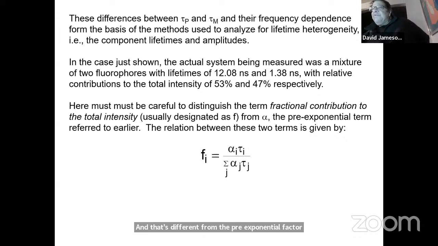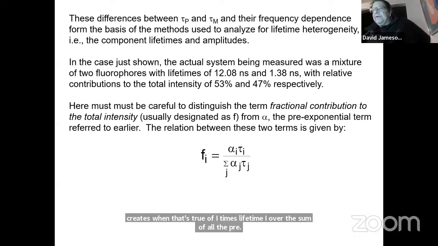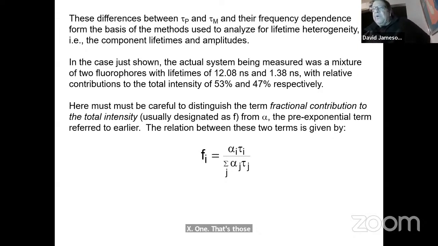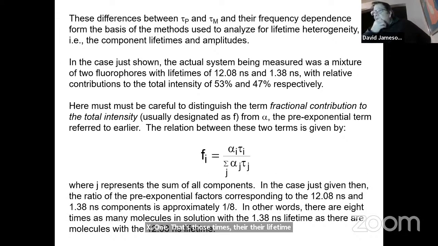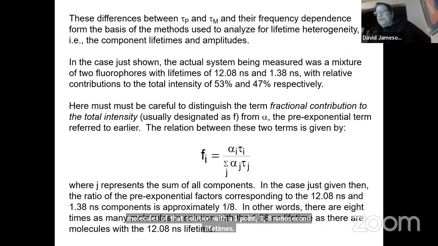Specifically, you have to relate the terms. The fraction of the i component is equal to the pre-exponential of i times lifetime i over the sum of all the pre-exponentials times their lifetime components. And in the case I just gave, the ratio between the lifetimes is about 1/8. And what this means is there's actually 8 times as many molecules in that solution with a 1.38 nanosecond lifetime as there were with 12.08 nanosecond lifetimes. Okay.